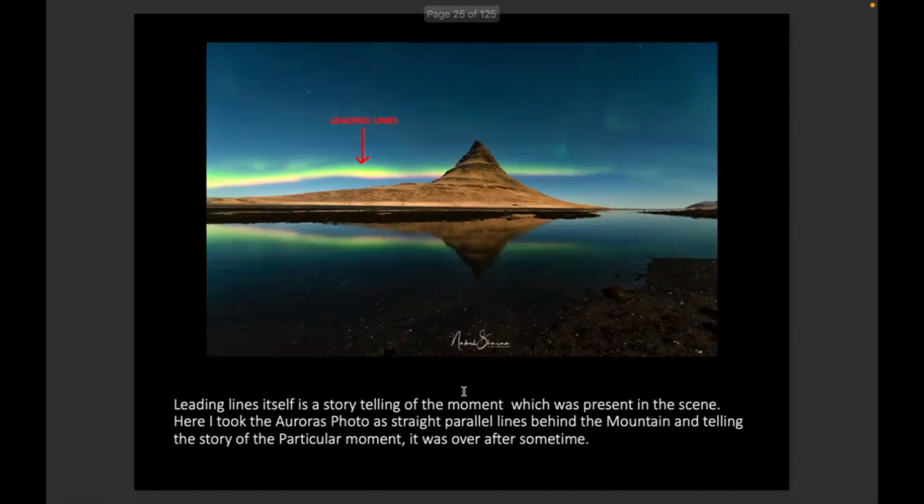There's one more example of a leading line that is a more creative version. I see this aurora as a line, and I tried to capture this aurora as a leading line, drawing the attention towards the subject. This is my subject and this is my aurora, and this is just a momentary or temporary line. It's not a permanent line, it's not a line which is present in nature permanently. It is just a temporary line.